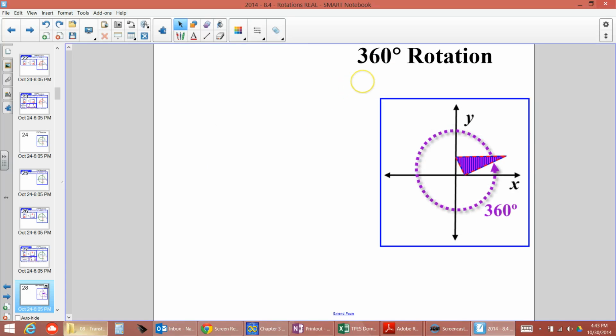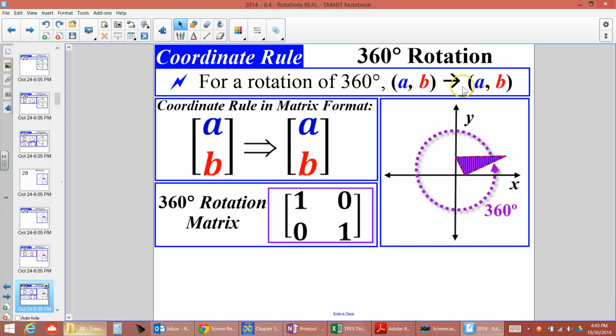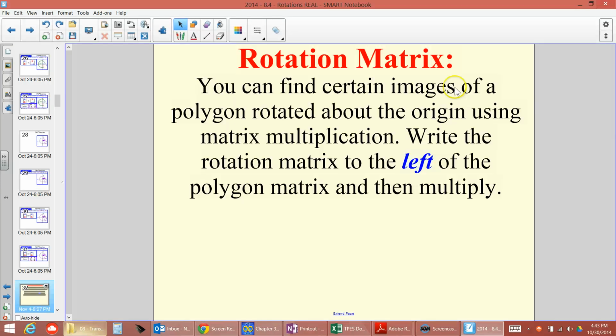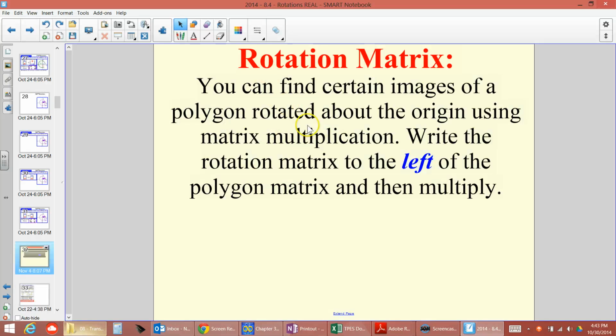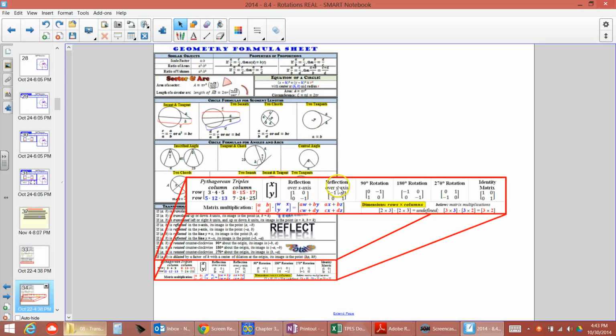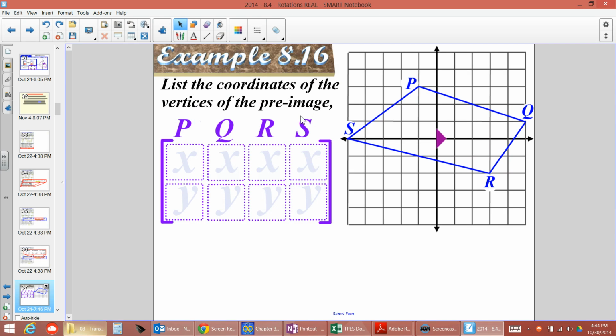A 360-degree rotation is kind of funny because it just gets it back on itself. So (a, b) becomes (a, b). If you turn all the way around, you're still facing the same direction. Nothing's changed. All right, so rotation matrix. I show you what they are, but again, don't try and do the matrix multiplication. That's algebra 2 stuff. Okay, but here they are. If you want to try and use matrix multiplication, go for it.